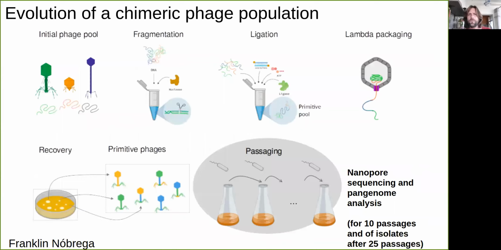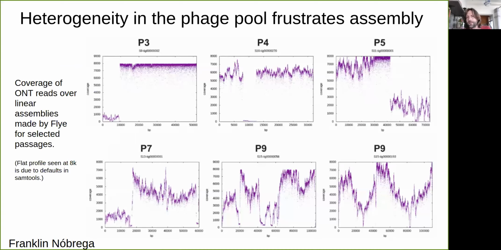So basically I have a chimeric phage population. It's been evolved for 25 passages, and we have nanopore sequencing from 10. They're chimeric because these wild phages were fragmented. We made their genomes are ligated, and then they were passaged by bootstrapping them in lambda phage coproteins. And so then it's very hard to analyze these with traditional methods, because when you make an assembly and you have heterogeneity in your input pool, then you get different kinds of results.